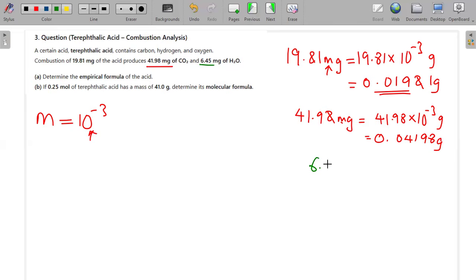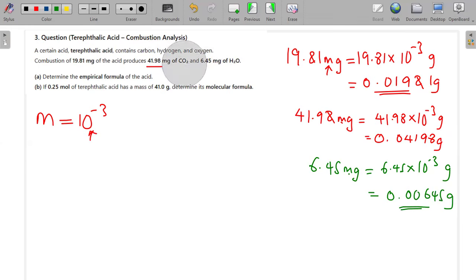I'm only remaining now with this one. So 6.45 milligrams is equal to 6.45 multiplied by, this m here is 10 to the power minus 3, and then grams. If I multiply, I'm getting 0.00645 grams. Okay, so I've converted all the masses to grams.